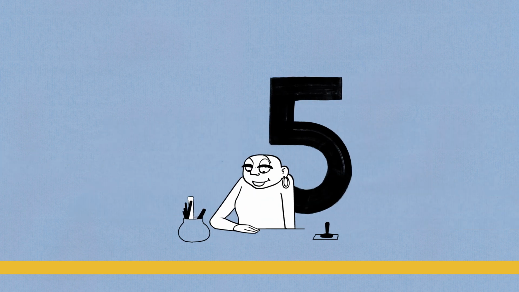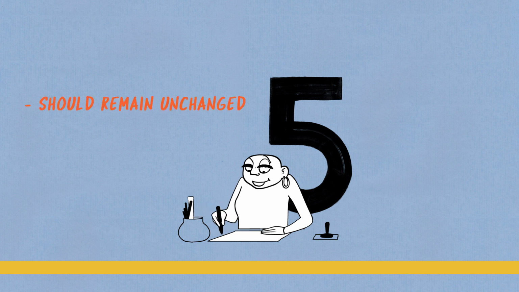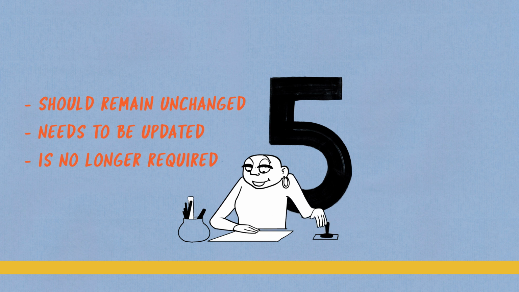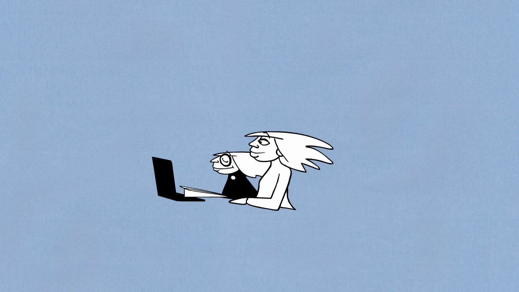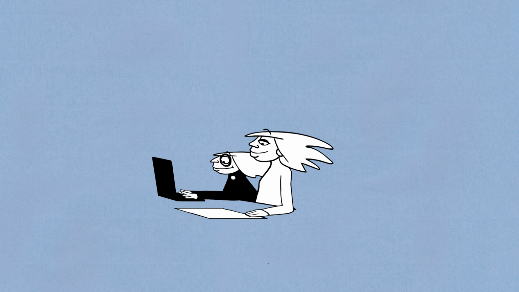Step 5. When the local authority receives the report, it will make a decision whether the EHC plan should remain unchanged, needs to be updated, or is no longer required. They must inform the parent or young person of their decision no later than 4 weeks after the meeting. It's important that parents and young people understand what will happen if they agree to the decision, and equally what they can do if they disagree.